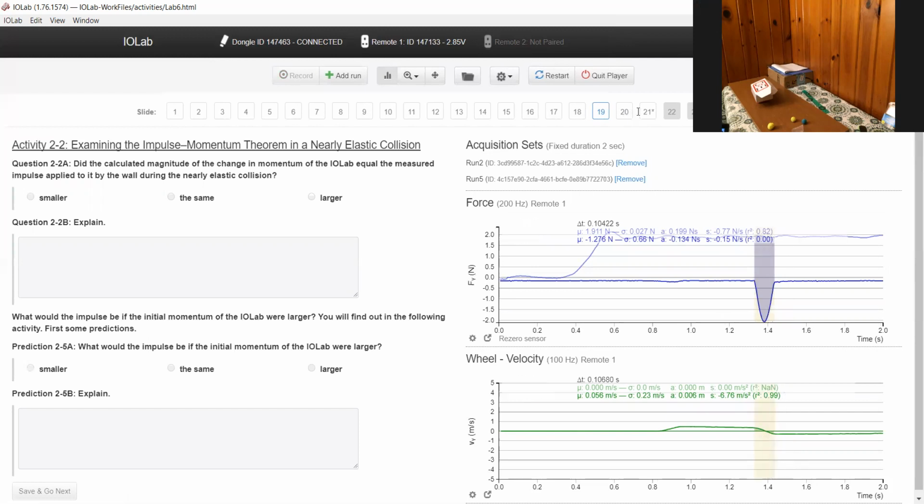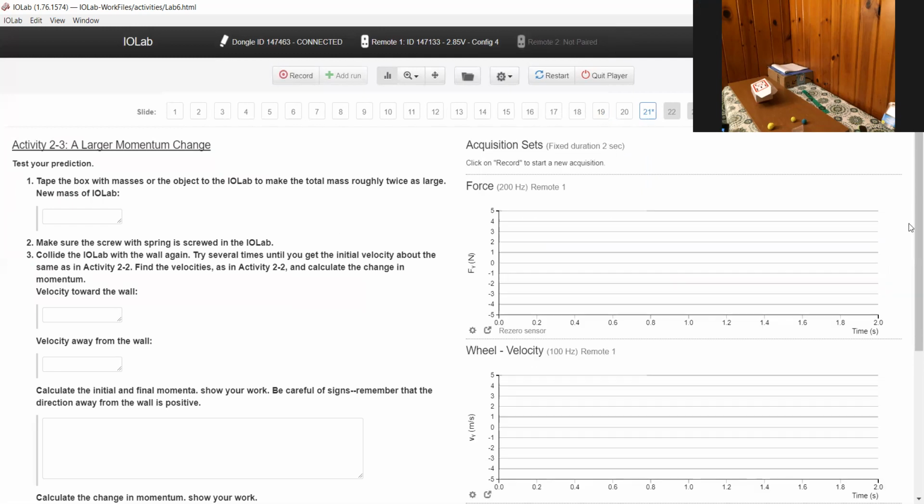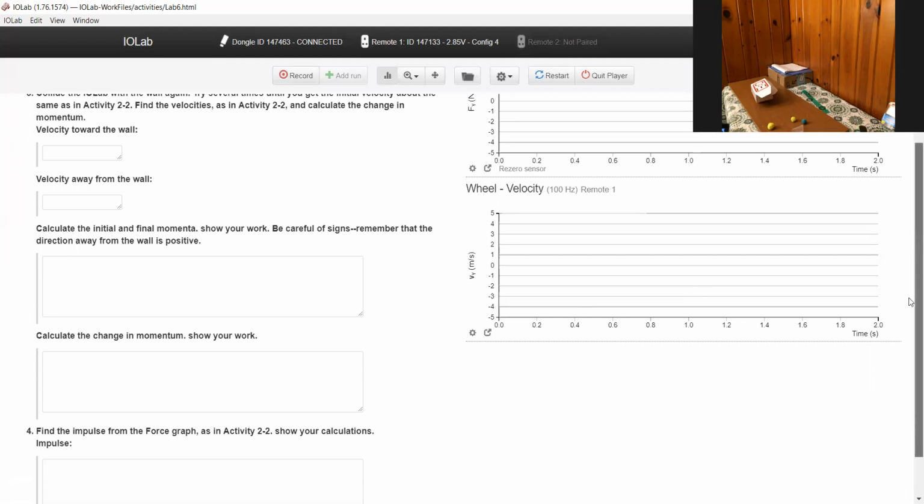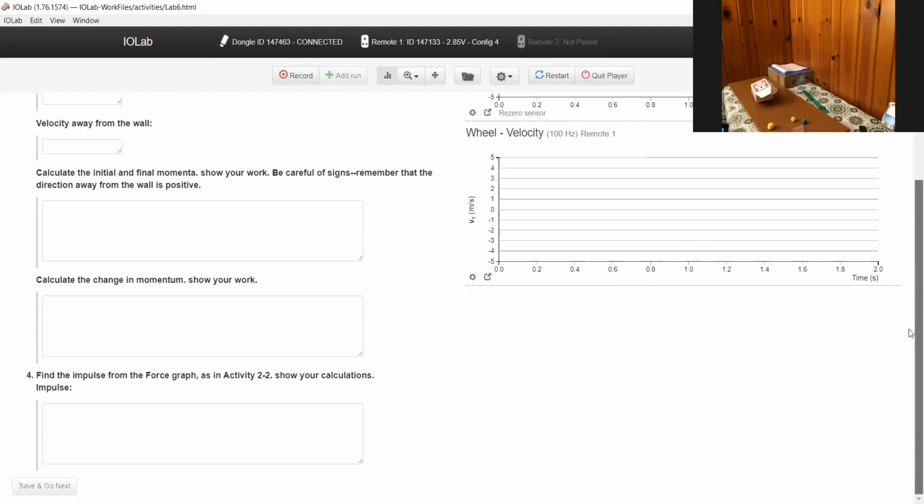Using this you can calculate the change in momentum, starting with the initial momentum. And remember that direction away from the wall is positive and toward the wall is negative. Always, this side is away from the wall, this side is positive, and that side is negative.